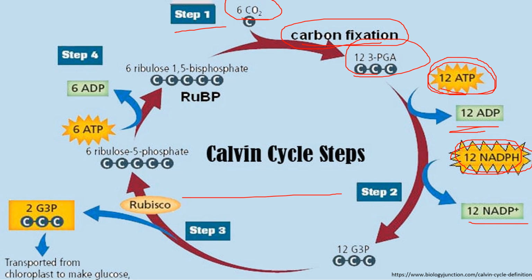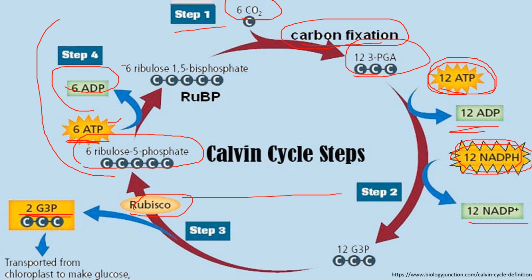Then about the third step. In the third step, what is happening? The RuBisCO molecule, that is 2 G3P, is transported from the chloroplast to make the glucose, and the rest gets converted into 6 ribulose 5-phosphate. After this they will require the ATP for energy, and they will release the 6 ADP molecules. This is the fourth step, and 6 ribulose 1,5-bisphosphate molecules are being produced here.